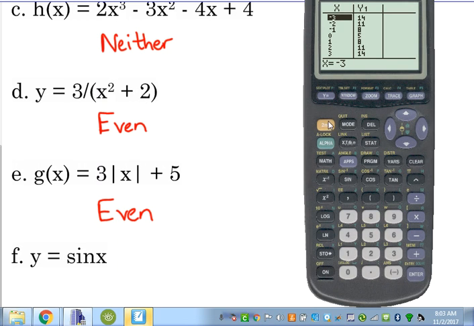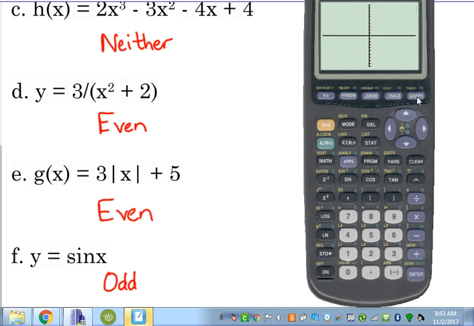Ooh, how about some trig? We haven't done any trig in this class, but we're getting ready to pretty soon. Sine of x. Okay, sine of x. Let's go to the table. Is it even or odd? Odd. Okay, it is odd. Opposite x values have opposite y values. Same number, just opposite signs. Now, they may not look exactly the same, but that's because they have to be rounded, and the negatives have the negative in front, so it loses a place there. But those are the same numbers.